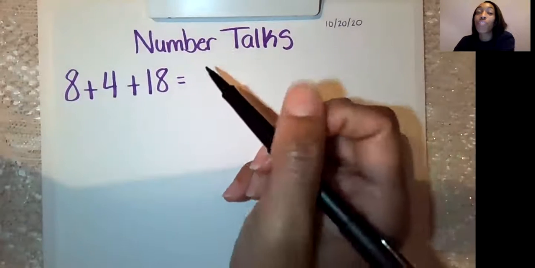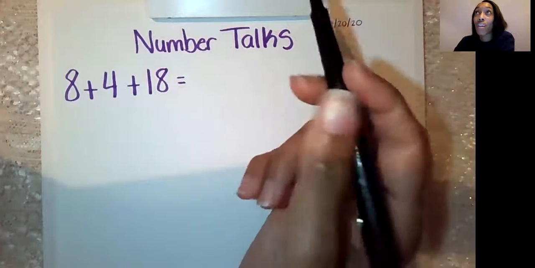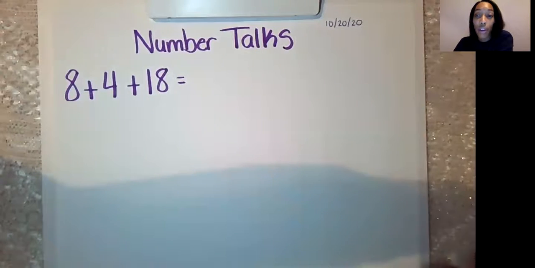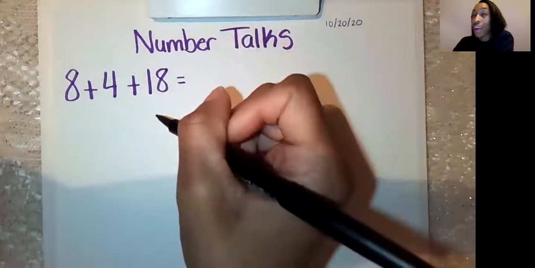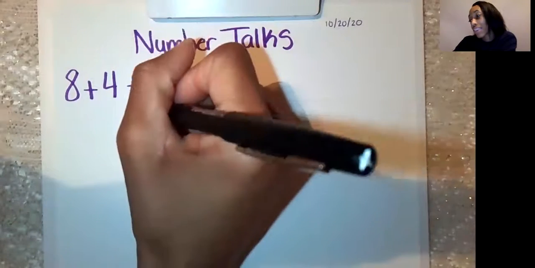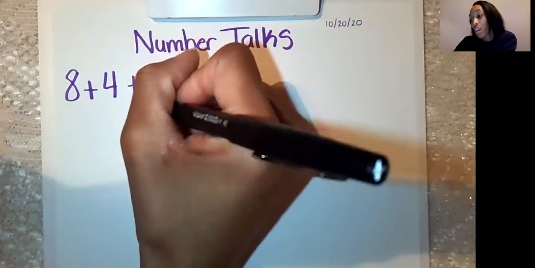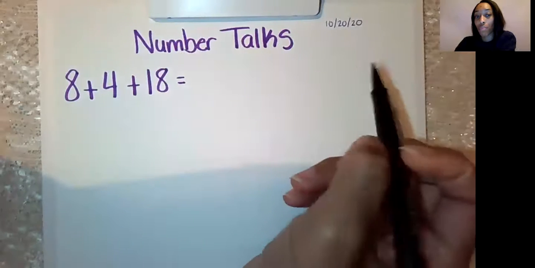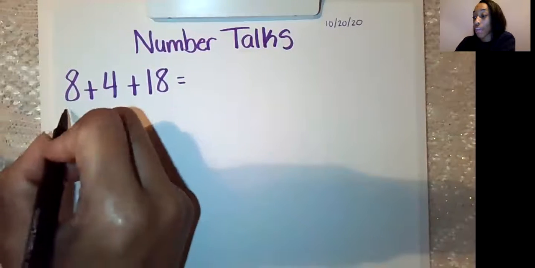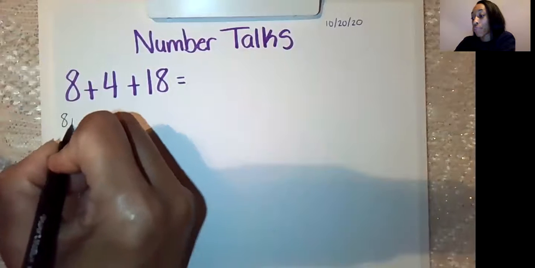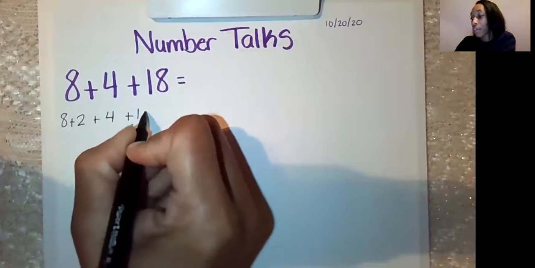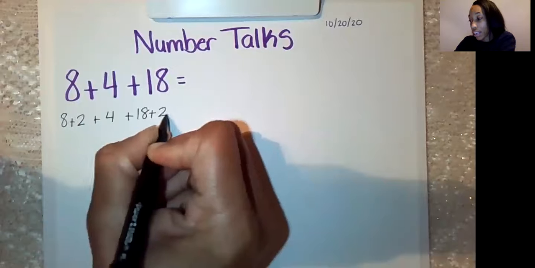Now, thinking of strategies that I know well, I know making a 10, I know making a friendly number, I know that I can use compensation, but I see two addends here that are close to a friendly number. So I'm going to bring both of those to that friendly number. I'm going to add 2 to 8, and I'm going to add 2 to 18.